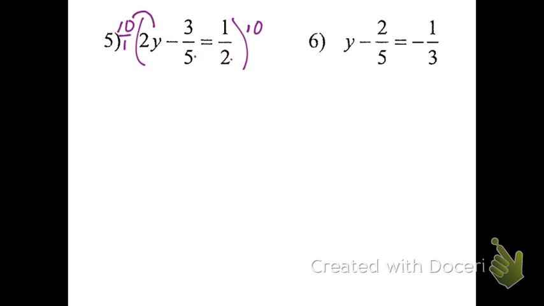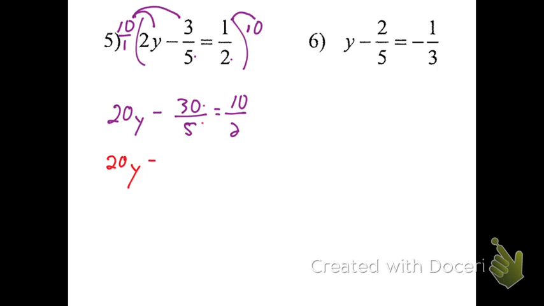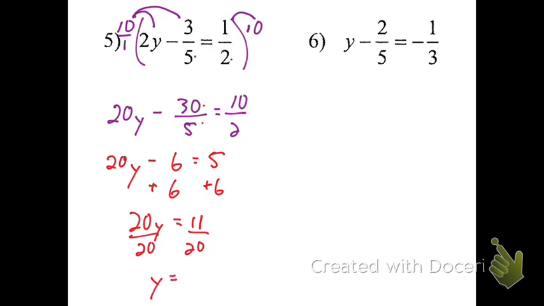So 10 times 2y is 20y. Okay? There's still a minus sign. 10 times 3 is 30, and that's over 5. And then 10 times 1 is 10, and that's over 2. So I multiplied through everything by 10. Now this 20y is just going to hang out. 30 divided by 5 is 6. 10 divided by 2 is 5. And now we can just solve this equation. No more fractions, no more problems. So we add 6 to both sides. So if 20y is equal to 11, divide both sides by 20, I get y is equal to 11 over 20.